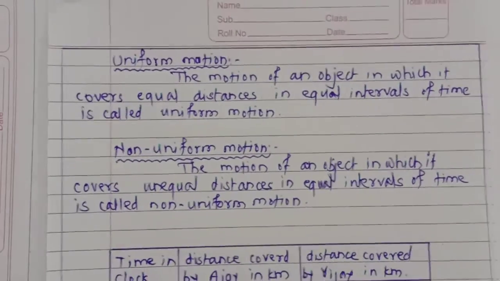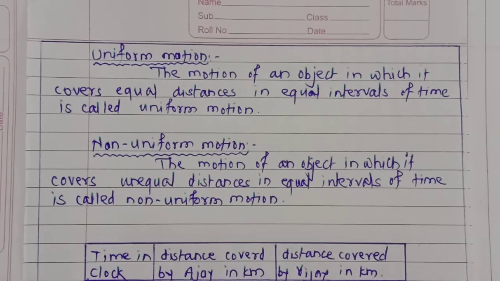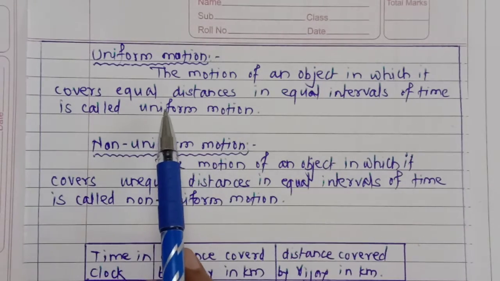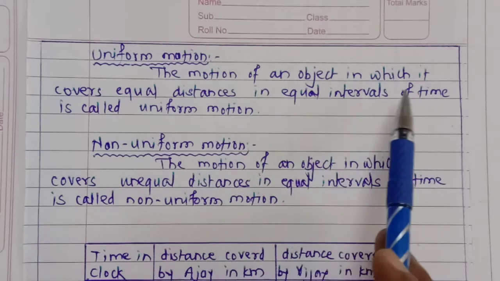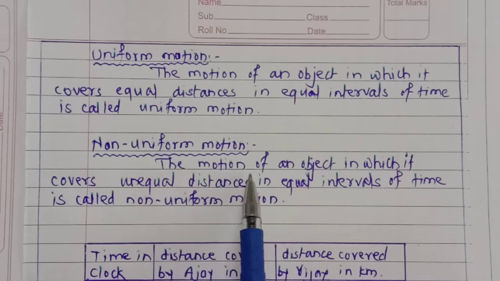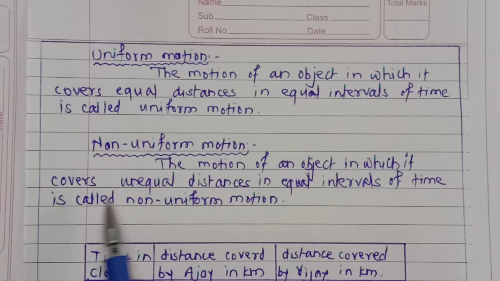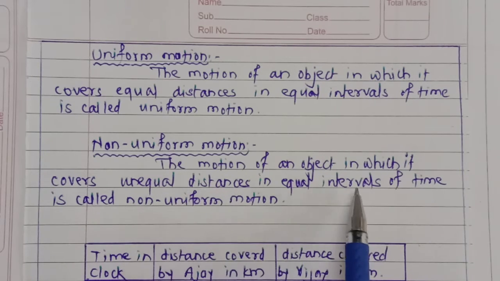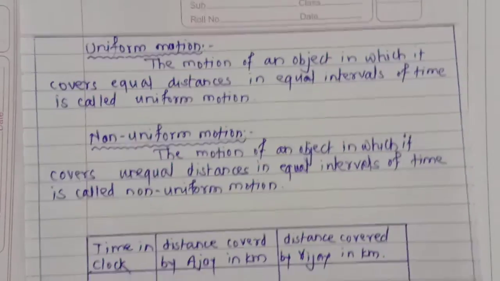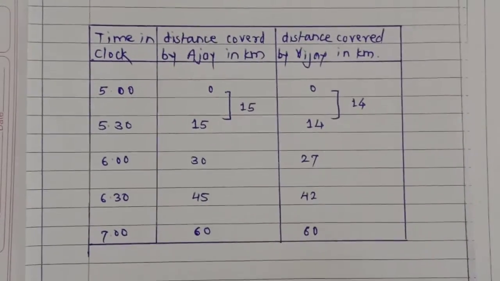Then the next point is uniform motion and non-uniform motion. The motion of an object in which it covers equal distances in equal intervals of time is called uniform motion, and the motion of an object in which it covers unequal distances in equal intervals of time is called non-uniform motion. Let us understand both these concepts with the help of one example.